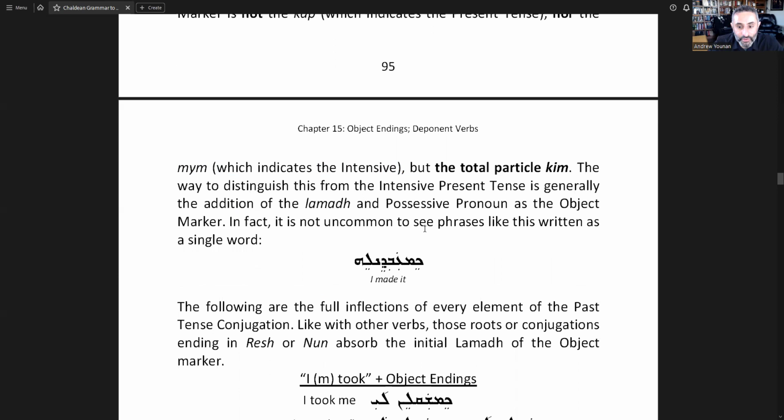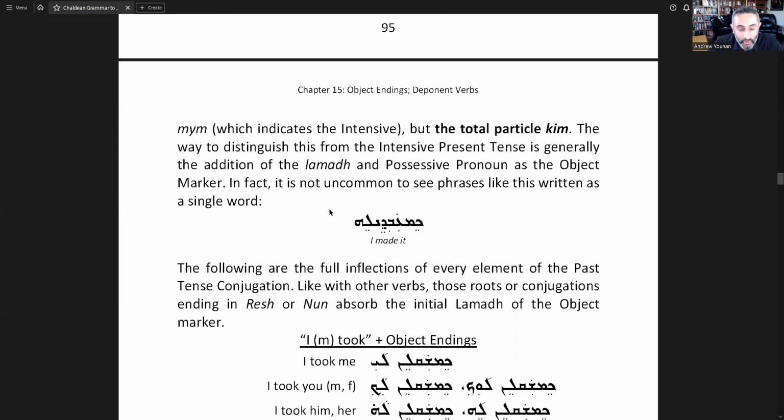In fact, it is not uncommon to see phrases like this written as a single word. So this is going to be kind of annoying to deal with, but when you see it, at least be able to recognize it. Kim odhinle or kim odhinne, I made it. You'll see it all written as one word. This whole sentence is basically one word, kim odhinne.